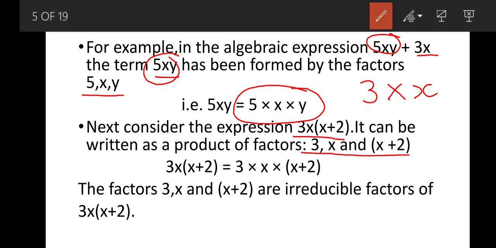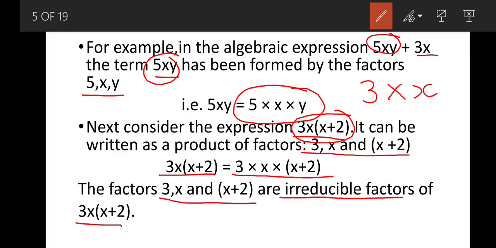I am explaining this example again. If you consider this expression 3x bracket x plus 2, simply what you are supposed to do is express the algebraic expression as the product of factors. So its factors will be 3 into x plus 2. So 3x and x plus 2 are irreducible factors of 3x into x plus 2. As I told you, in algebraic expressions we use the word irreducible in place of prime.